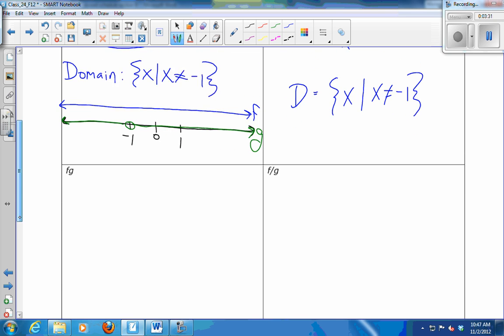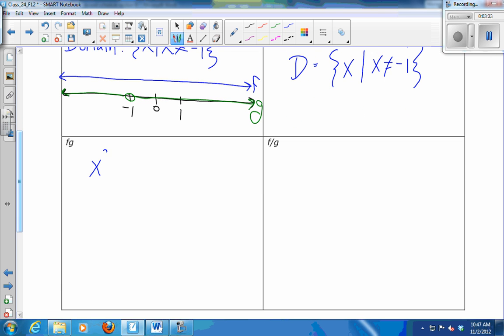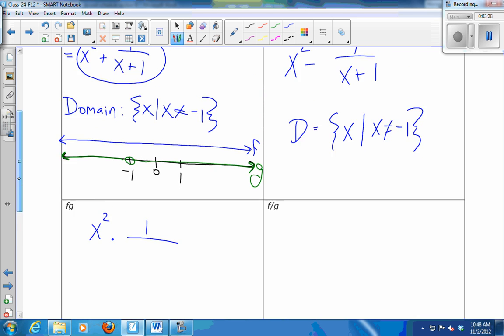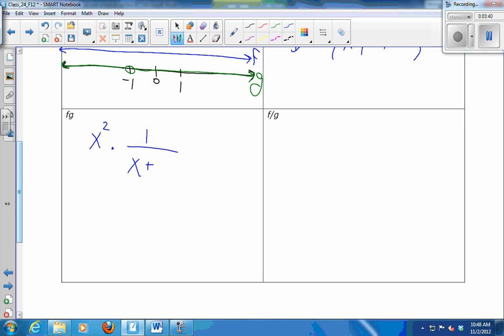f times g, so that would be x squared times 1 over x plus 1. And we could actually just do this multiplication. It would be x squared over x plus 1. Same domain.